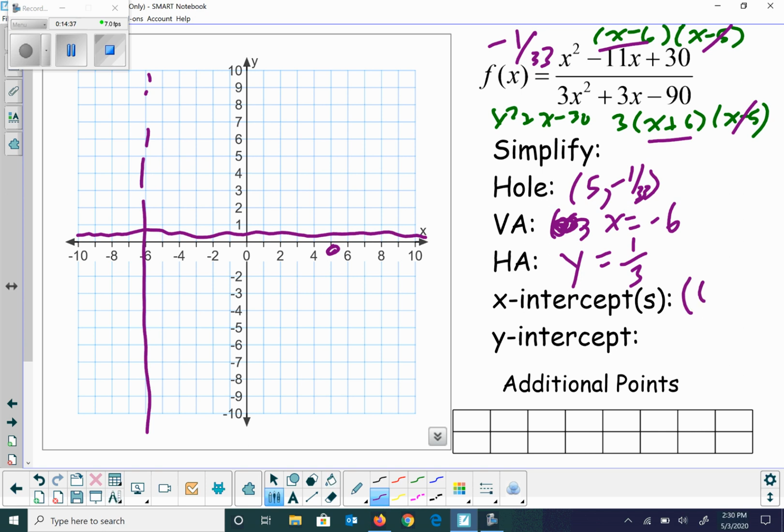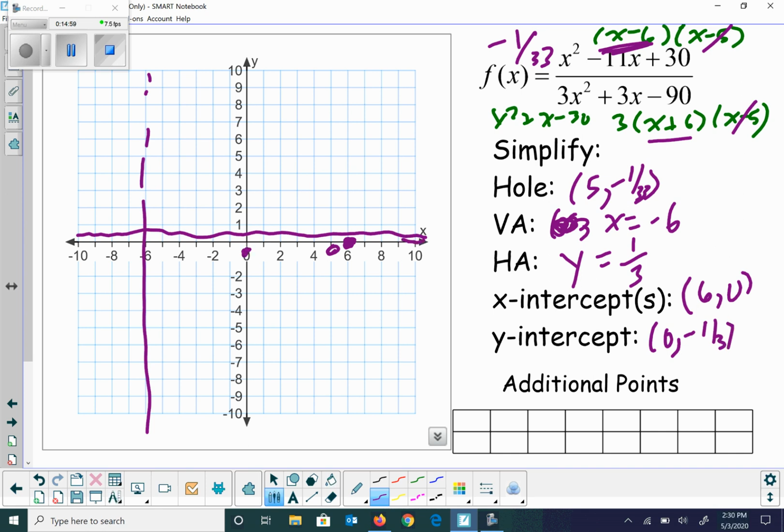X-intercepts are going to be at 6, 0, because you would look at this right here. So 6, 0 is right here. That's going to work out a lot nicer for us. Y-intercept, if I plug 0 in for all my x's, I get 30 over -90, which is -1/3. 0, -1/3, so this exists.